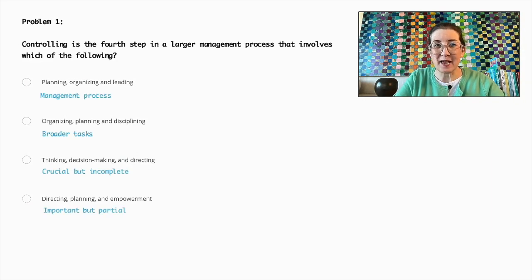The fourth step in the management process, which involves controlling, is best described by planning, organizing, and leading. These steps ensure that goals are set, resources are arranged, and guidance is provided, leading to effective control.